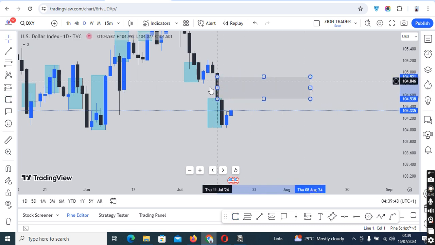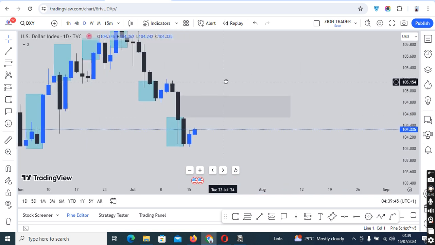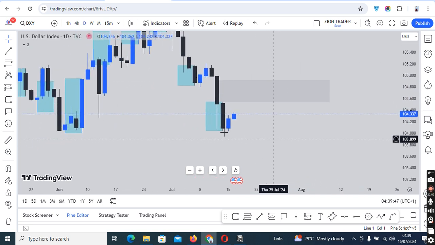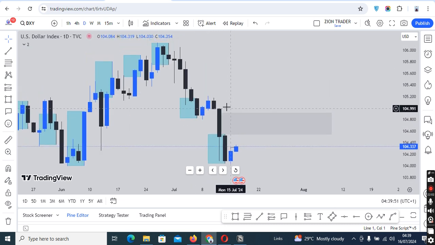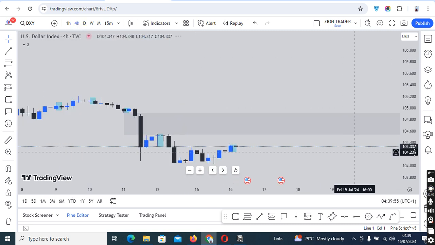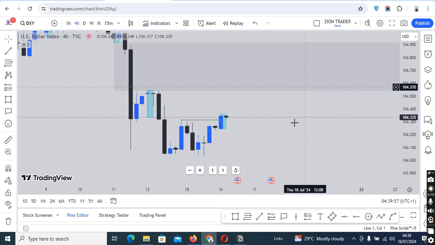My weekly bias is confirmed for DXY, which is a bullish weekly bias for DXY. So I'm looking at DXY trading into all of these imbalances here, and we have a fair value gap here to fill them up, right? So that's actually what I'm looking at, guys.